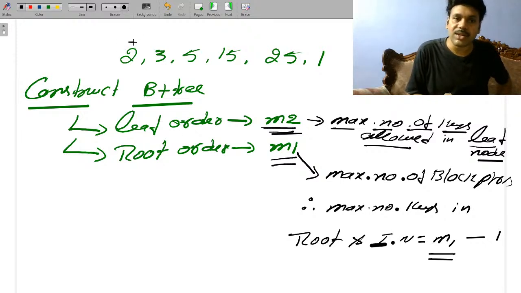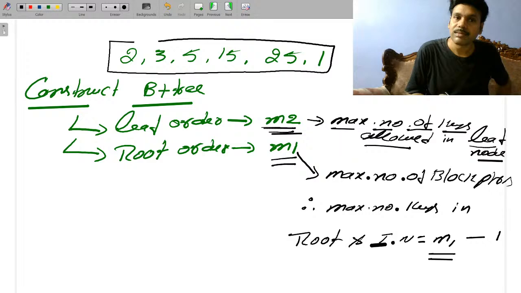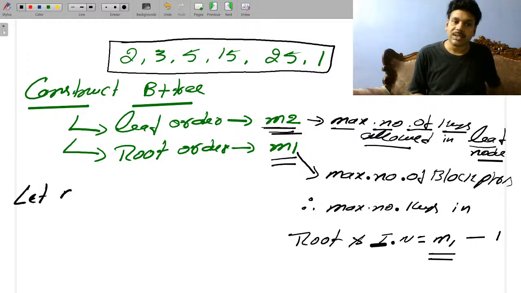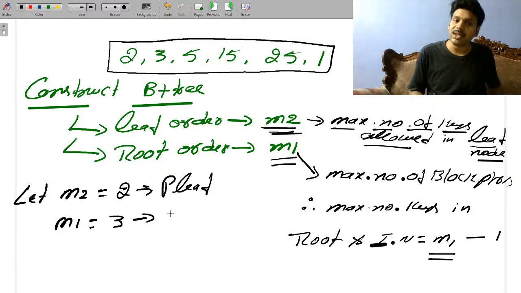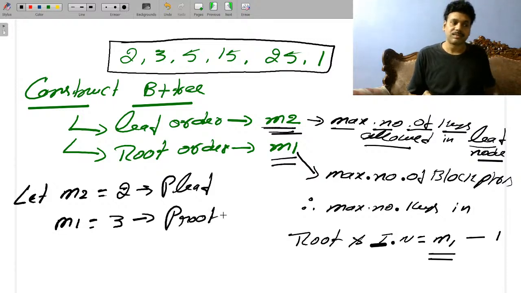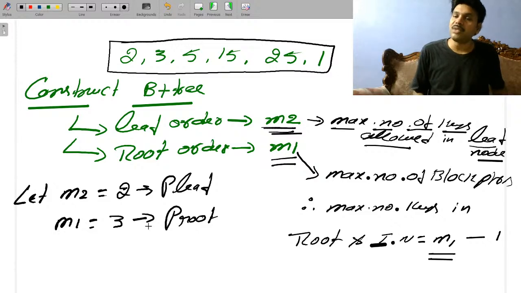Okay. Now I will construct this. Let M2 be equal to 2. This M2 I am calling P leaf, the order for leaf, and M1 I am saying is 3, which is nothing but the order for root. So I have taken two orders, as two orders are required for a B plus tree. One is the leaf order, P leaf, 2. One is the root order, that is 3. Here 2 is the maximum keys you can accommodate. Here 3 is the maximum block pointers you can accommodate. Everybody is clear so far? Now I will show you the construction process.